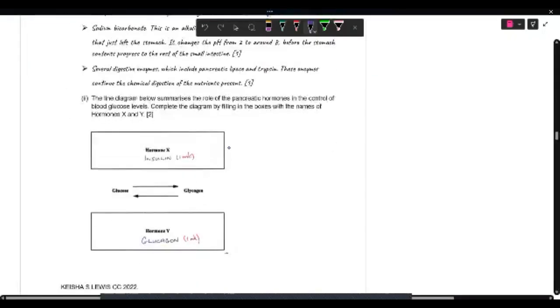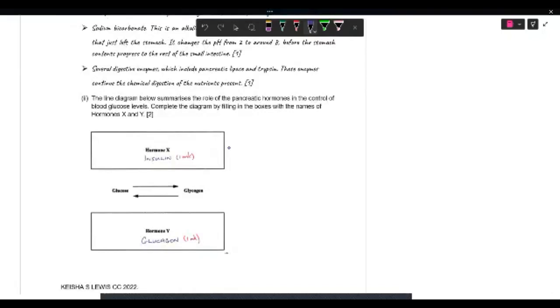Then we have a line diagram now that is a summary of the role of the hormones that control blood glucose levels. We have 2 hormones to talk about, and you just have to fill it in by adding the name of the correct hormone. So this box would be connected to this arrow here. And for this box, it's showing us that glucose is converted to glycogen. So insulin would be the hormone responsible for stimulating or influencing that process.